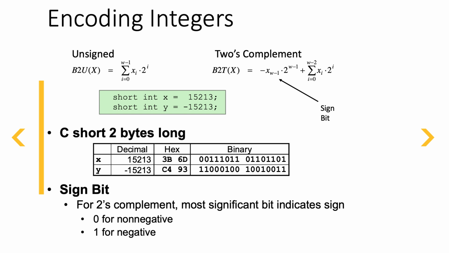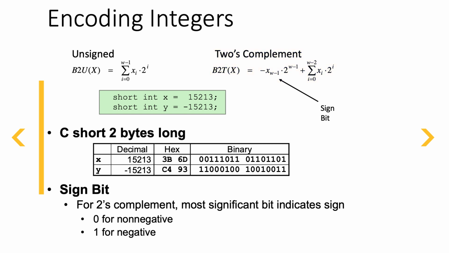Now we've got a couple different mathematical expressions here that just show us how to convert from binary to the value of an unsigned integer. And this B2T of x is how we convert to 2's complement. Now, this looks a little scary, but it's not bad.